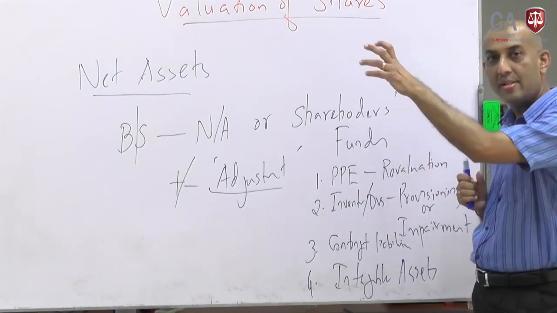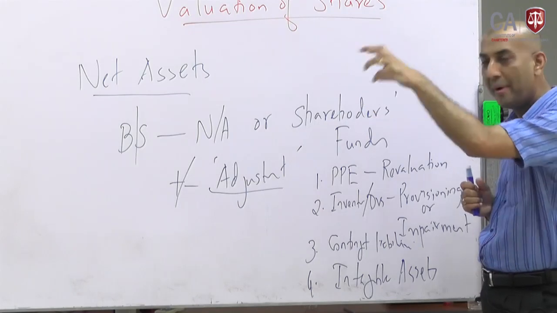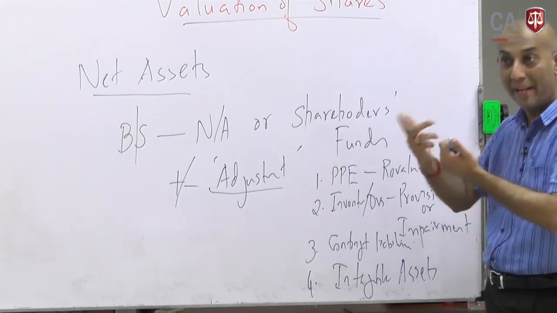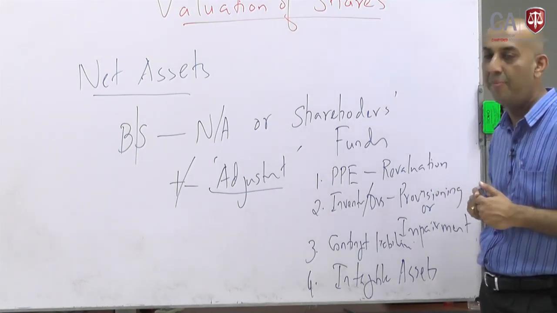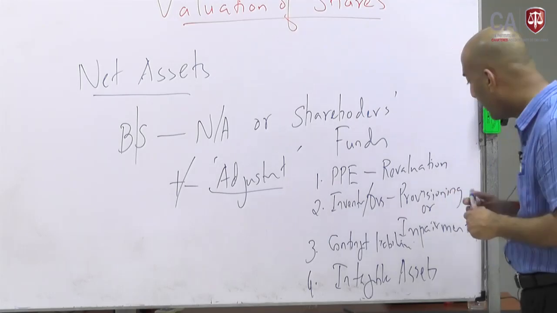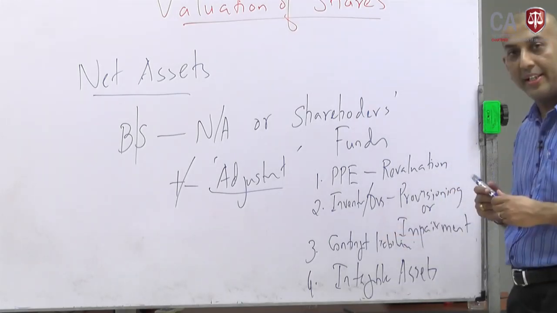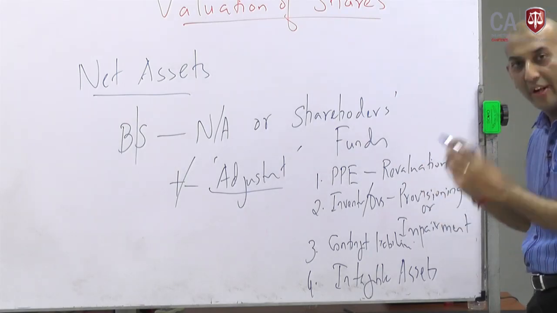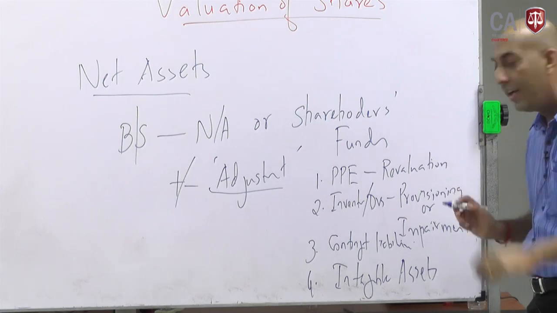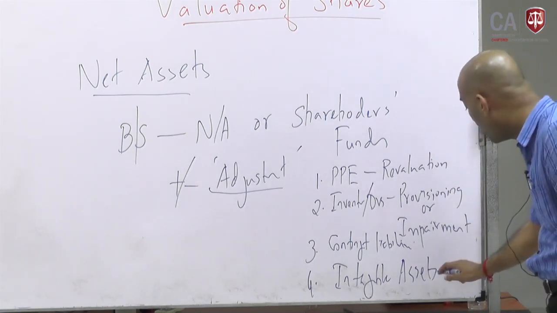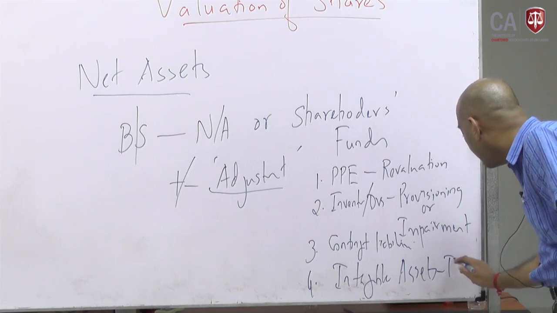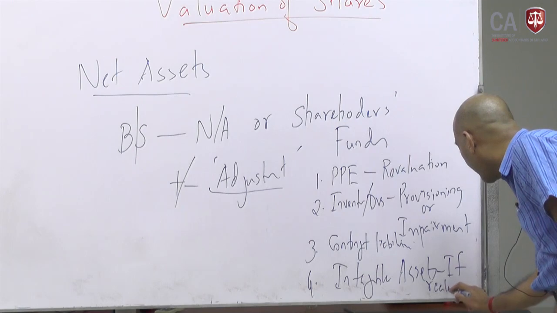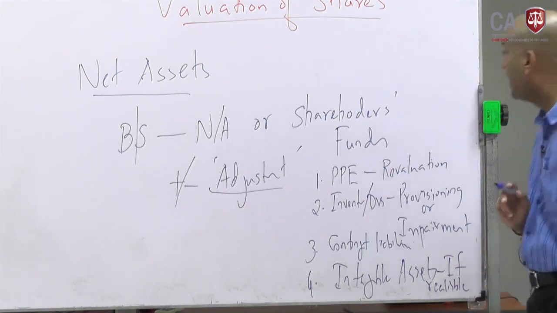Similarly, you might have brand value or patent value in your balance sheet. If that patent does not have a value in the market, nobody buys it, then you have to remove that value from your net asset valuation. So please note, other than these three, intangible assets, if realizable, you can consider as part of valuation. Otherwise, you can exclude the intangible assets from your valuation. If realizable, you can take it. If not realizable, please don't take it.